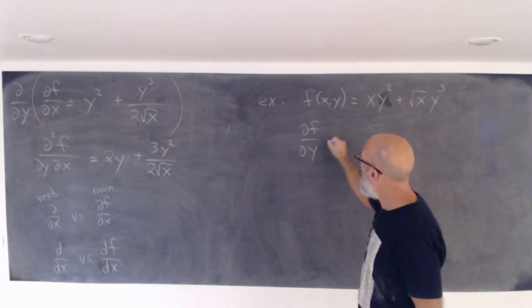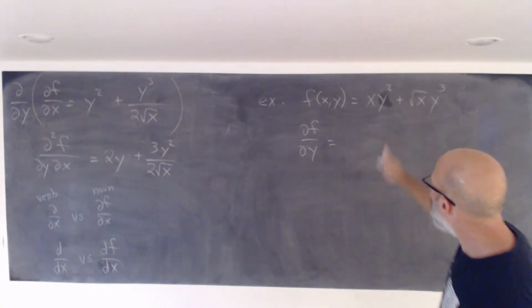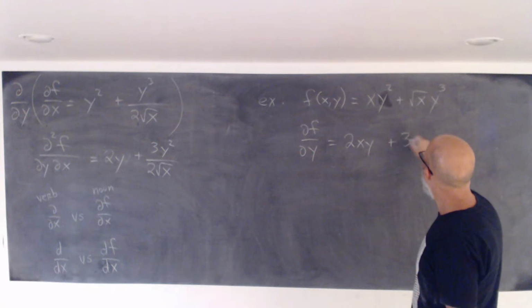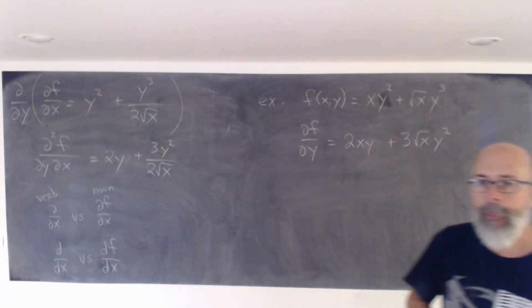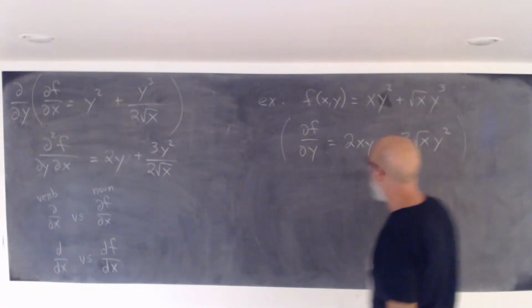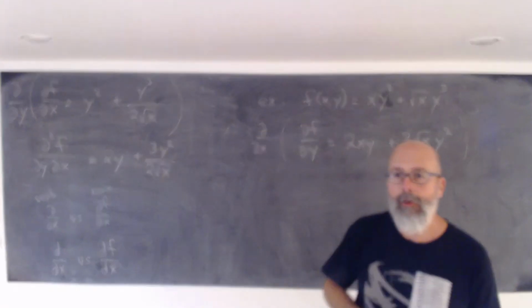Let's work out the derivative of f with respect to y, which is 2xy plus 3 root x y squared, easily seen. And now let's ask the question, what is the derivative of this with respect to x? Right, so we're looking at higher derivatives again.